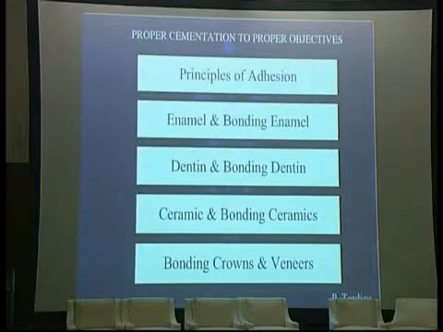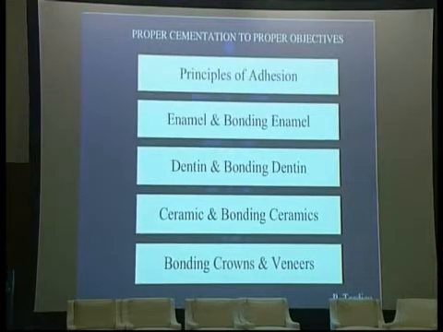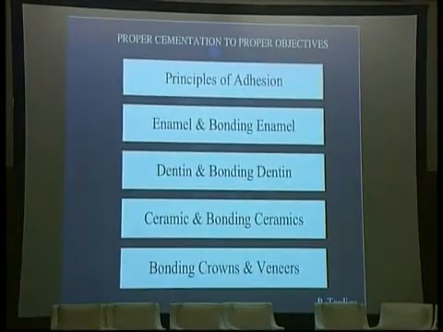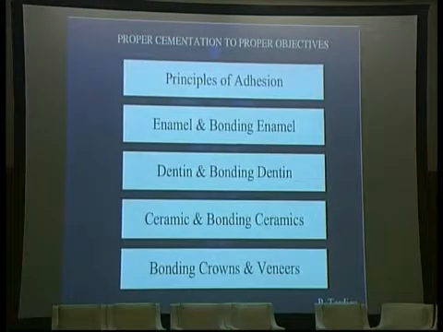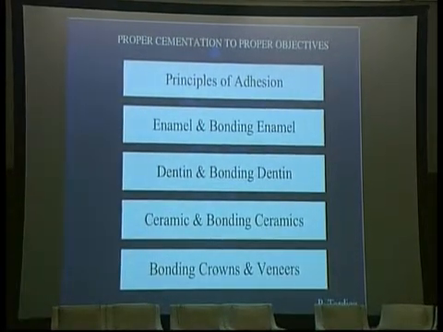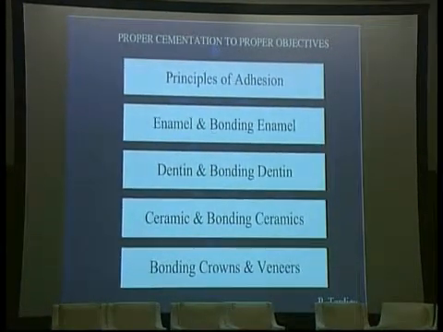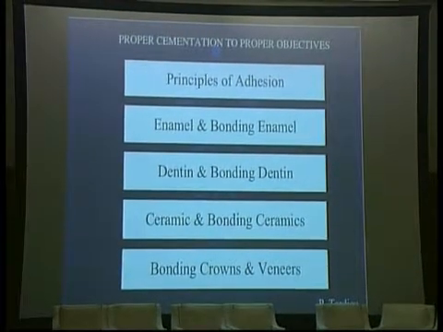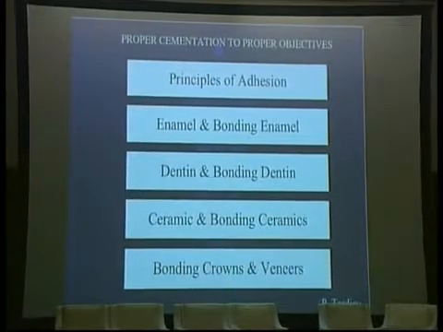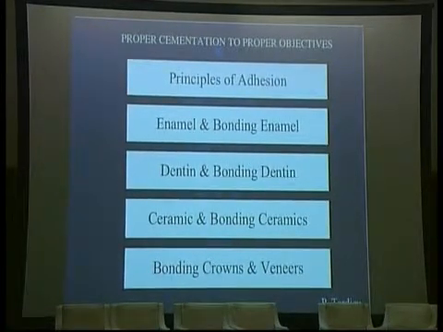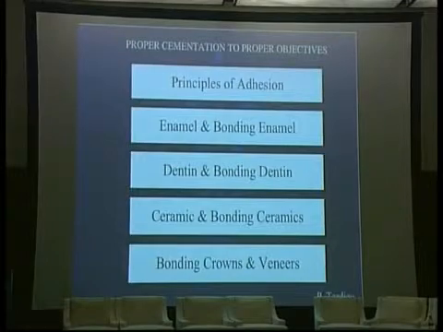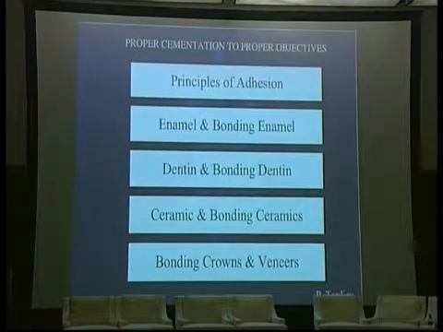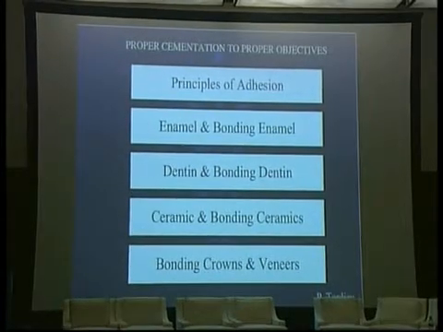So there are several problems. You need to bond the restoration on different materials. First, enamel. What is enamel? And how should we bond on enamel? Can we bond enamel like it is, or should we treat the enamel, and how to treat it? Dentin. Dentin is difficult to understand. Dentin is almost like bone. What is dentin? How do we treat dentin? How should we bond dentin?